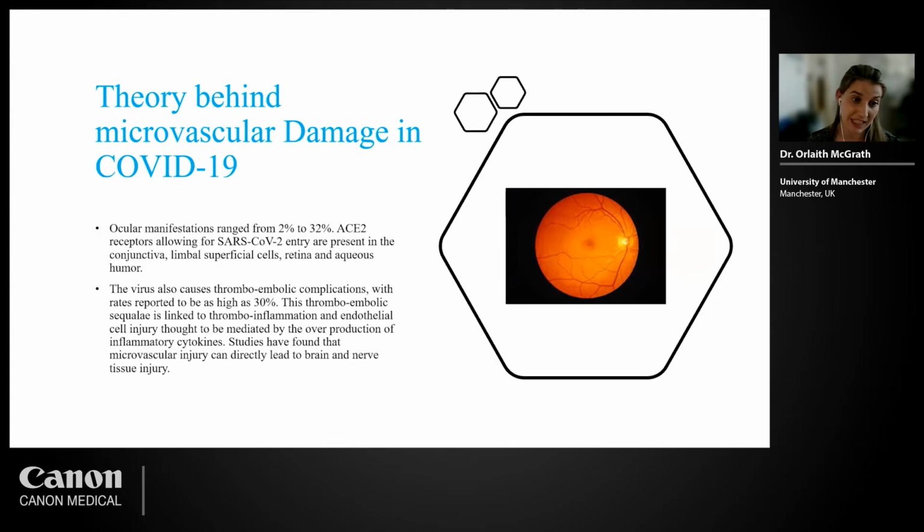So ocular manifestations range from 2% to 32% in acute COVID. It enters through the ACE2 receptors, and these are present in the conjunctiva, limbo-superficial cells, retina, and the aqueous humor. The virus causes thromboembolic complications with reports as high as 30%. This is linked to thromboinflammation and endothelial cell injury, thought to be mediated by the overproduction of inflammatory cytokines. And studies have found that microvascular injury can directly lead to brain and nerve tissue injury.